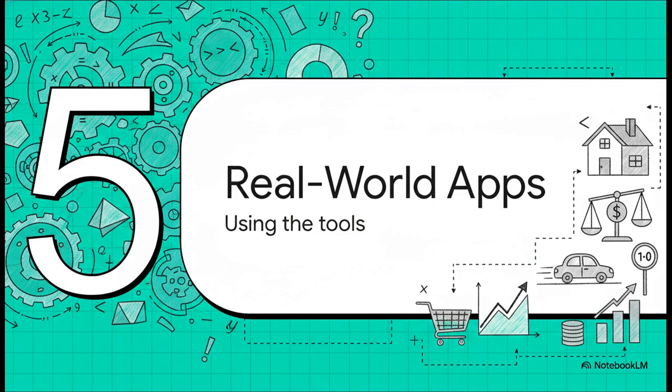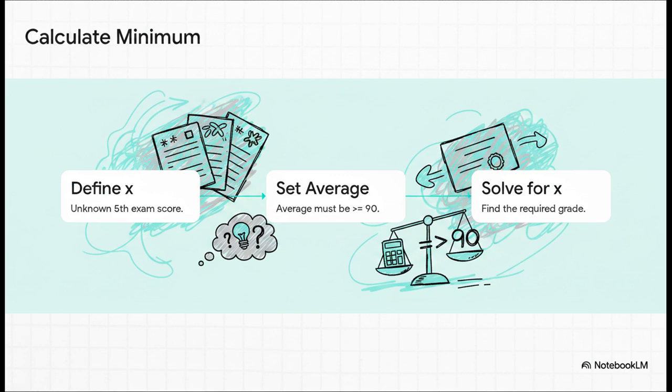Section 5, Real-World Math Applications. Using the tools in real life. All right, let's see how this actually builds into real life. We're going to apply these algebraic tools to a real-world scenario. Here's a situation I'm sure many of you will find incredibly relevant. Suppose you want to get an A grade in a class, which requires an average of 90 marks or more across 5 exams. You've already taken 4, and you scored an 87, a 92, a 94, and a 95. So what do you need on that 5th exam?